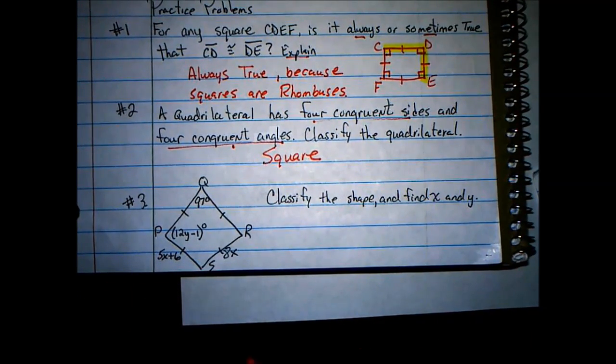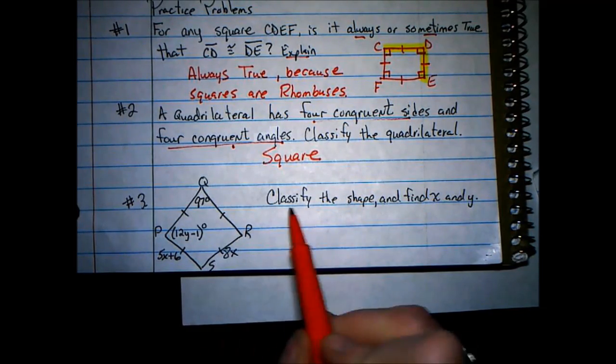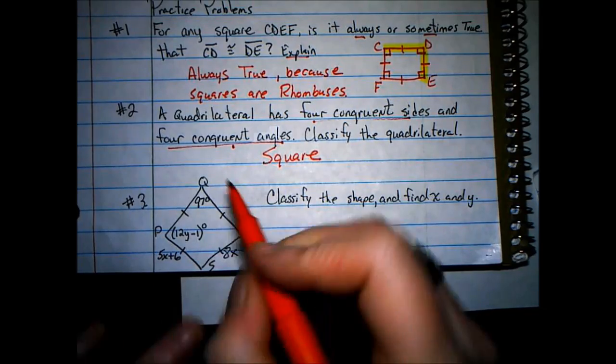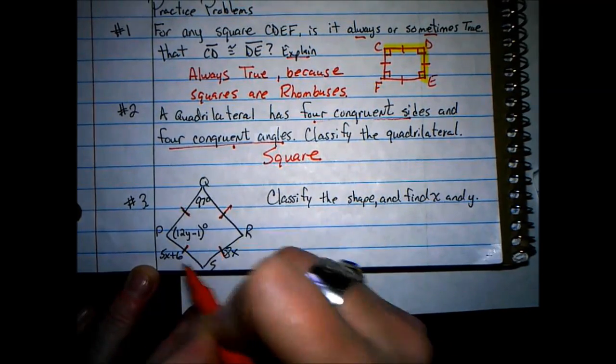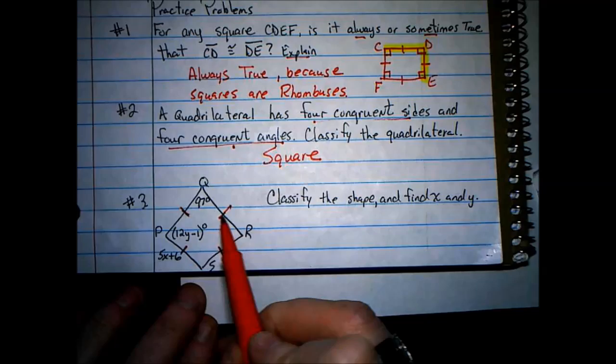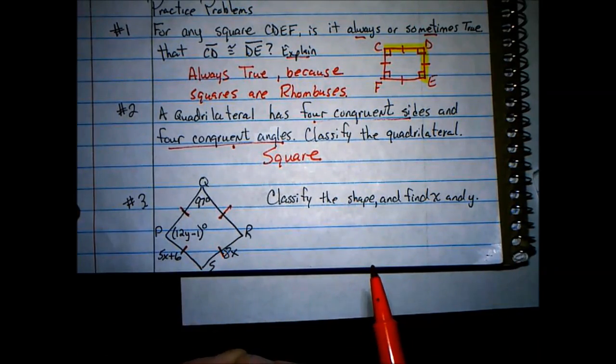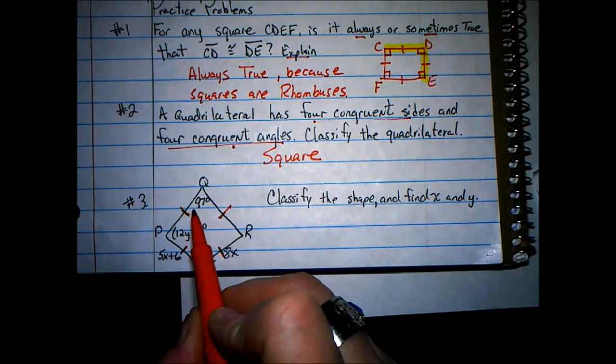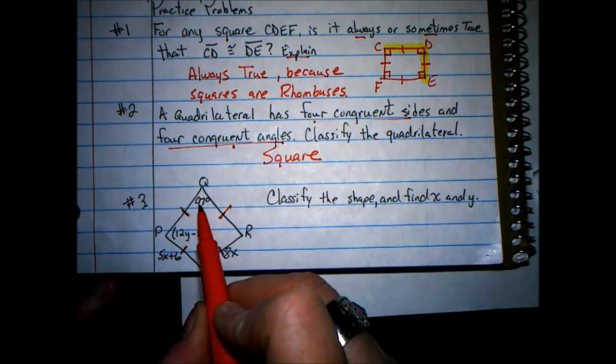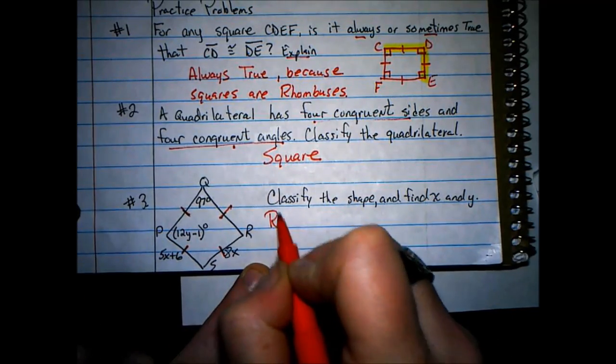Okay, looking at example 3, it says we want to classify the shape. Well, I notice, even though my picture looks kind of funny, all sides are congruent. Since all sides are congruent, I know it's either a square or a rhombus. Then I look at the angle Q, it says it's 97, and since that's not a right angle, this has to be a rhombus.